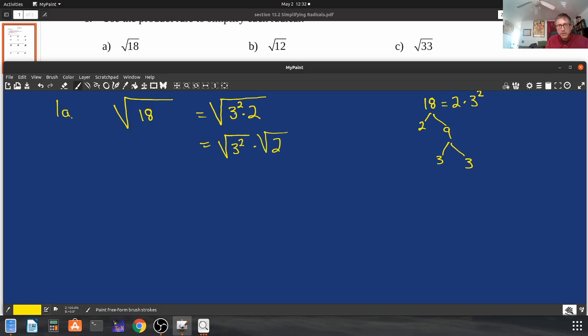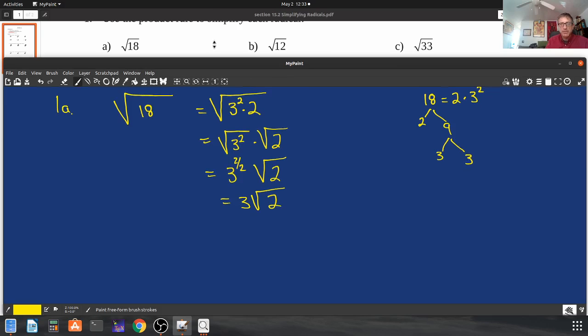So that's the square root of 3 squared times 2. So the product rule allows me to split them and take the square root of each of those factors. And I already know that the square root of 3 squared is 3 to the 2 divided by 2, and that's times the square root of 2. So 3 to the second power divided by 2 is 3 to the first power, so it's 3 times the square root of 2. So the factorization is going to be helpful.